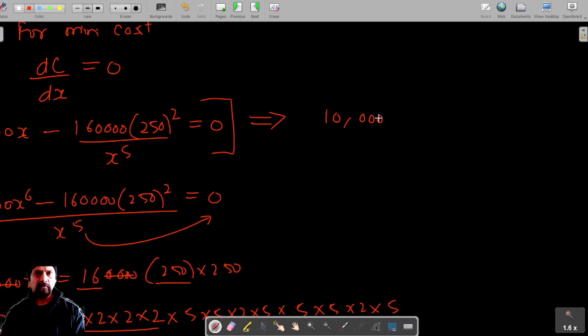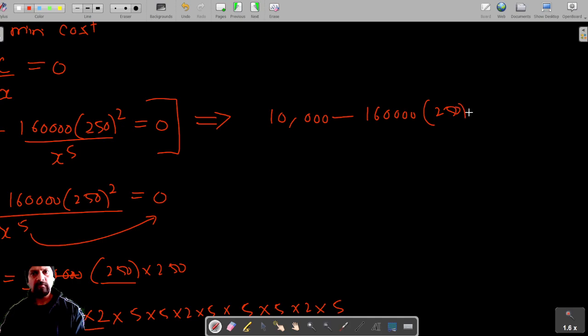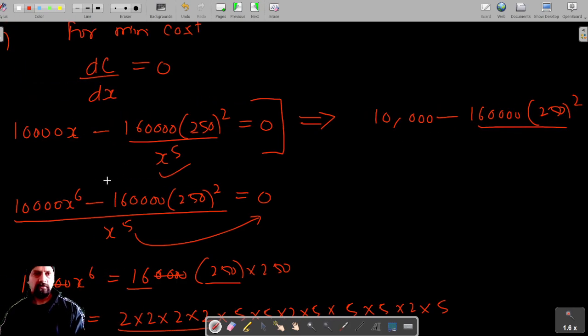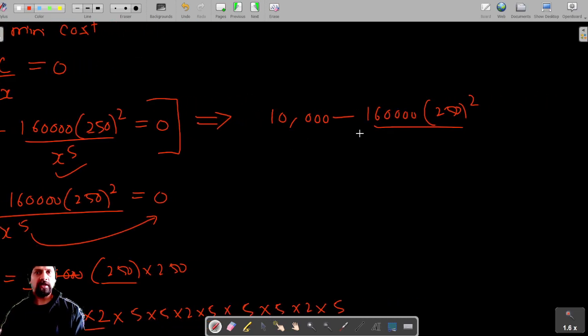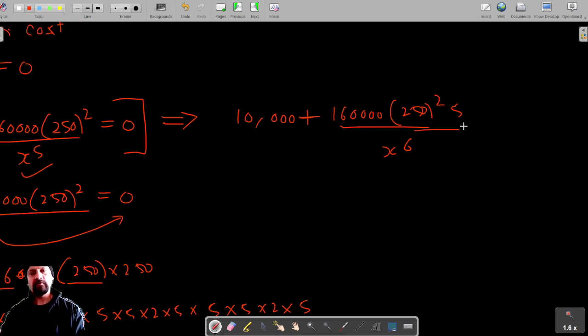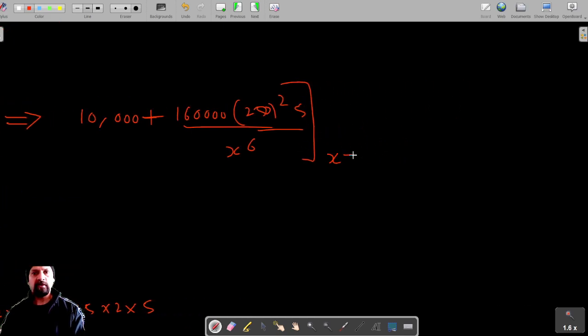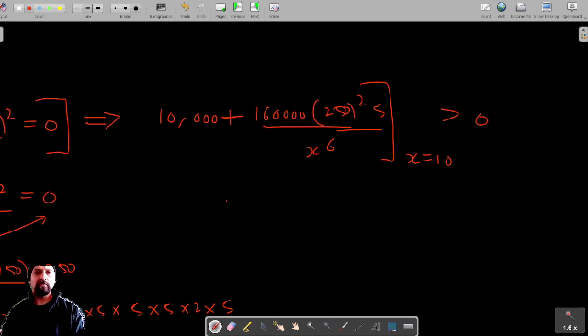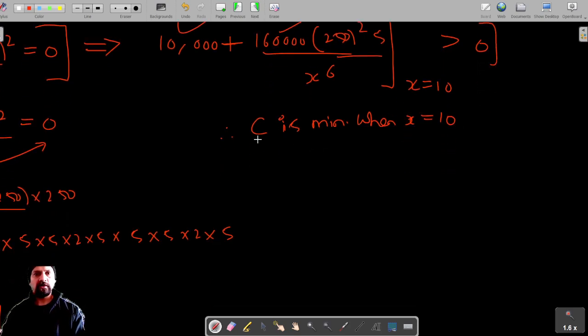That would be 10,000 minus 1,60,000 into 250 square, and now differentiation of x raised power 5 is negative 5, which will make it plus, and this is 5 upon x raised power 6. And this second order derivative, when x is equal to 10, is greater than 0, so that means c is minimum when x is equal to 10, because all these are positive. So the positive will give us the result greater than 0. So cost is minimum when the side of the square base is 10 meter.